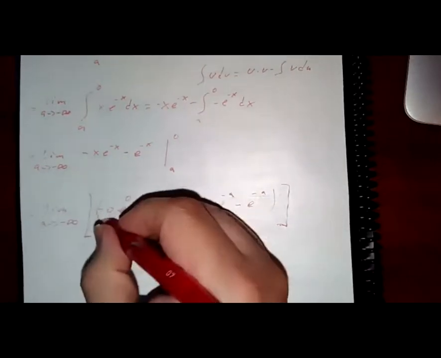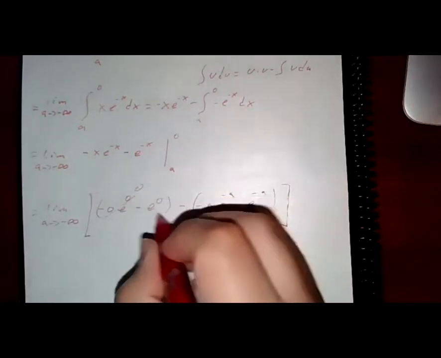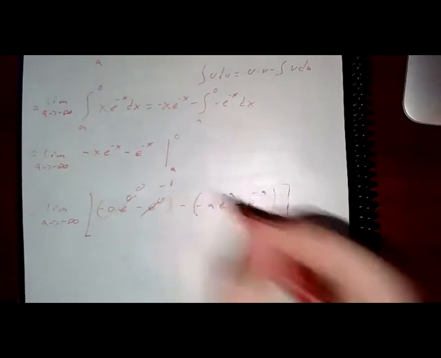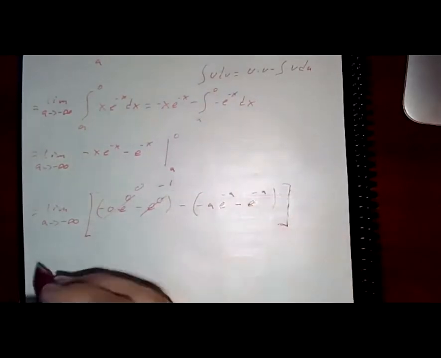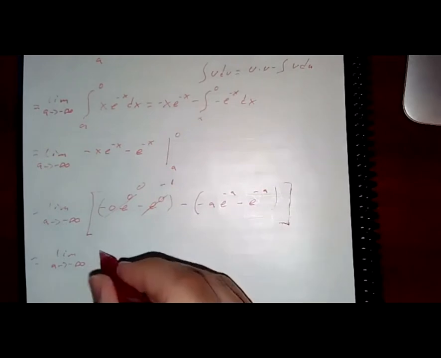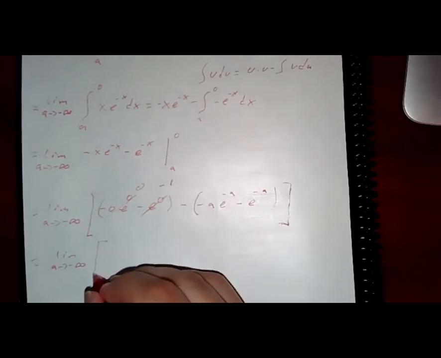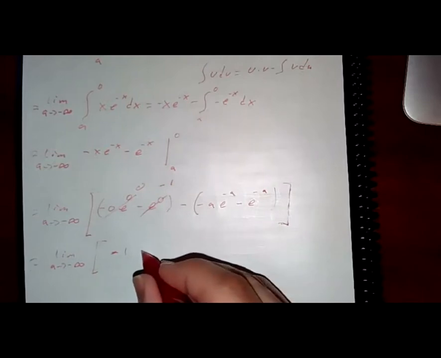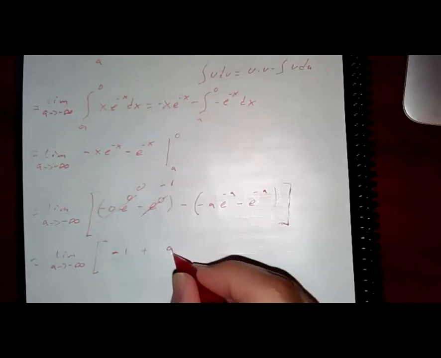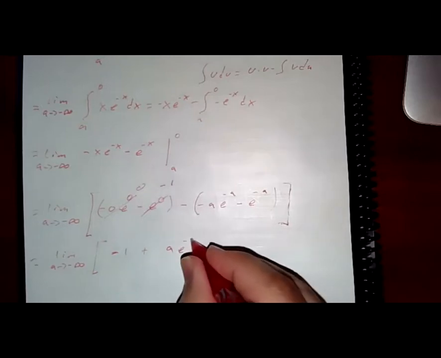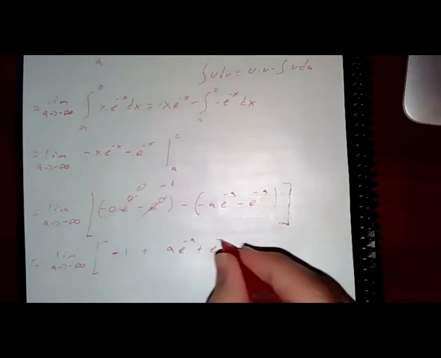So this is 0, that little piece right there. This is a 1, negative 1 technically. So we have the limit as a approaches negative infinity of negative 1 plus a times e to the negative a plus e to the negative a.